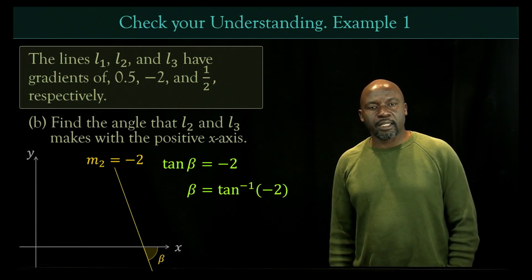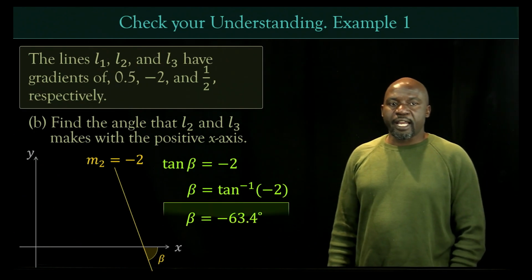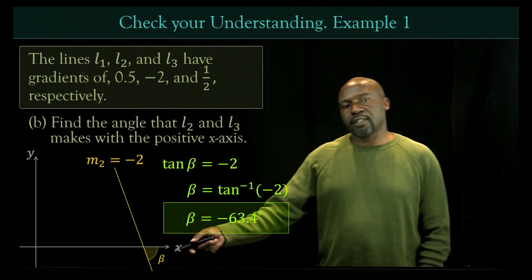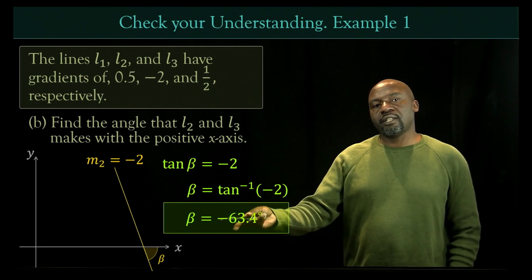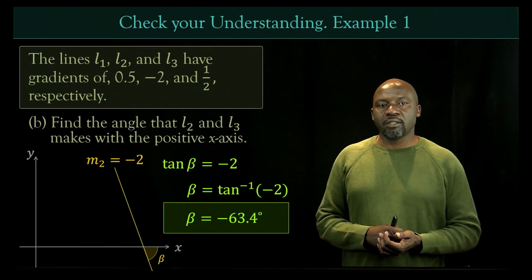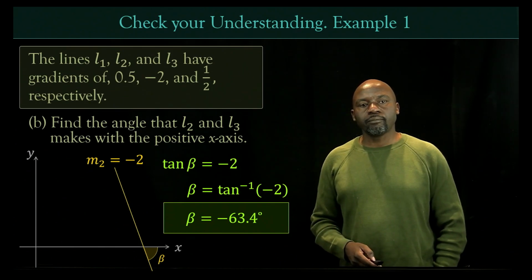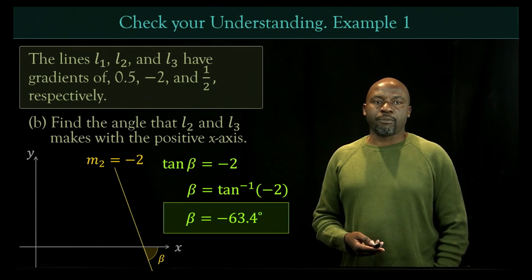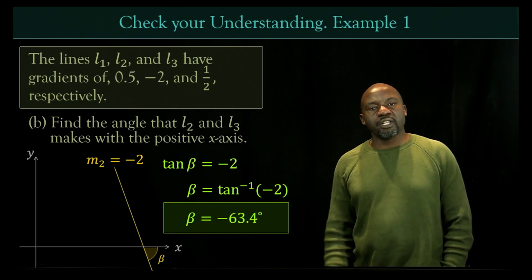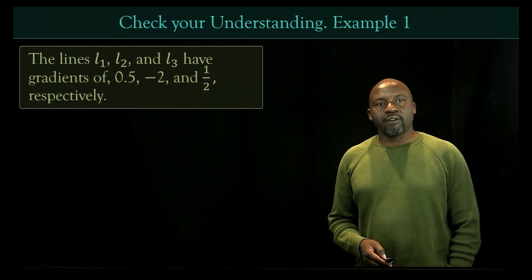Plug that into your calculator, and you will find that the angle down there is negative 63.4, to three significant figures. The negative simply means that it is below the positive x-axis. Its magnitude is 63.4, but because of the negative, it is telling us that the angle is below the positive x-axis. All right, that was part B of the question.